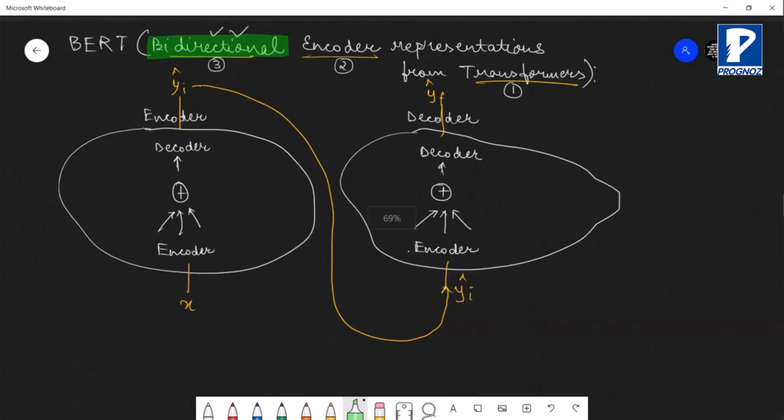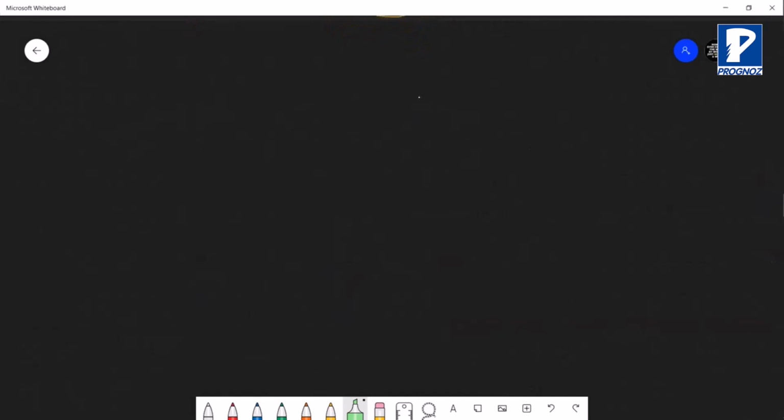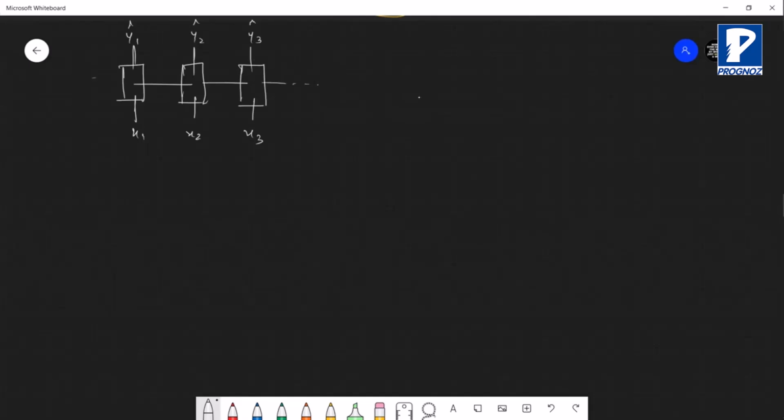Now understand this a little. If we talk about normal RNN cells, this is how they look. You give input here, output comes here, then input, output, input, output. Suppose x1 comes, y1 hat; you give x2, y2 hat; you give x3, y3 hat. This is your conventional RNN diagram.